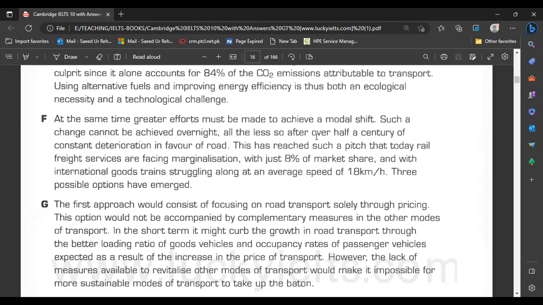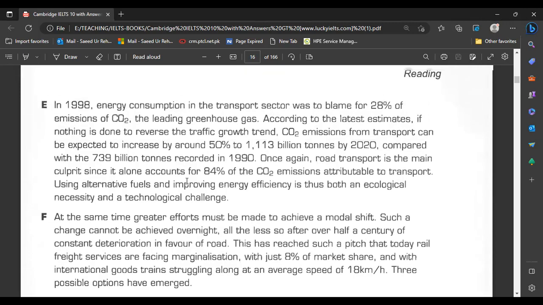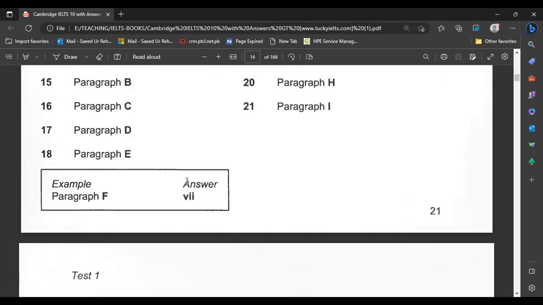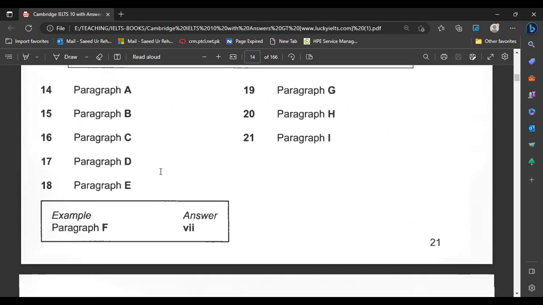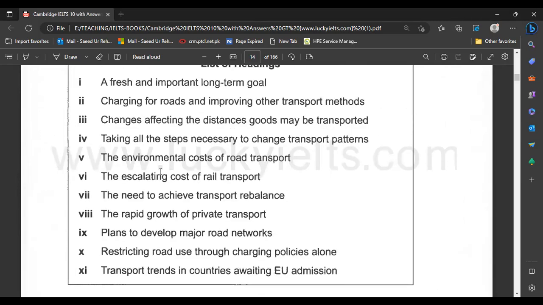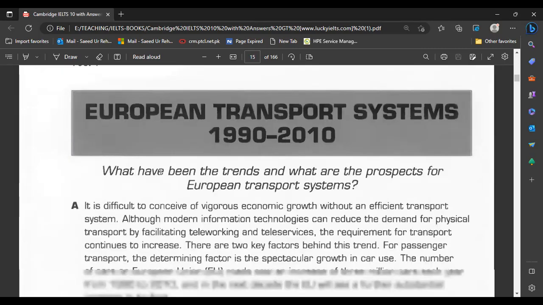All the less so after over half a century of constant. And with international goods trains struggling along at an average speed of 18 km per hour, 3 possible options have emerged. So for paragraph F, you can see here the heading number 7, the need to achieve transport rebalance. So this is telling us whatever has been discussed in the paragraph F. So its heading is 7. So in this way, you will solve this question.